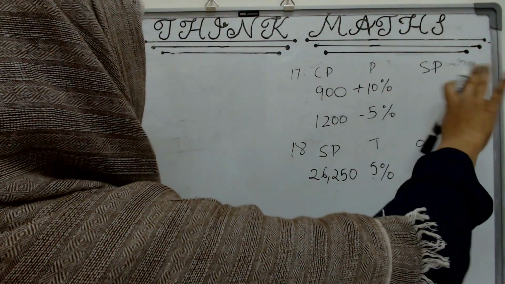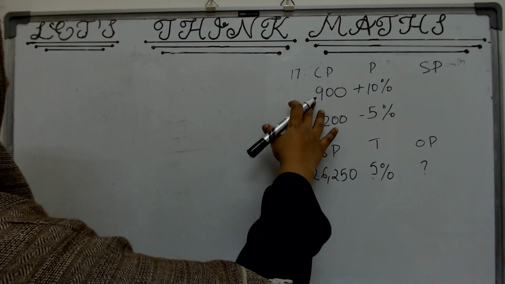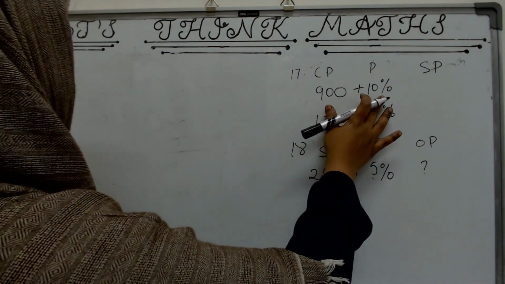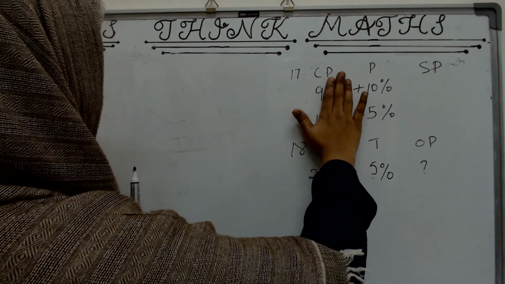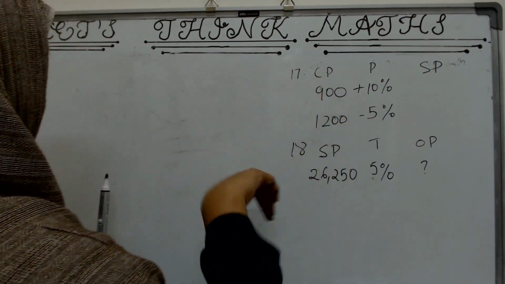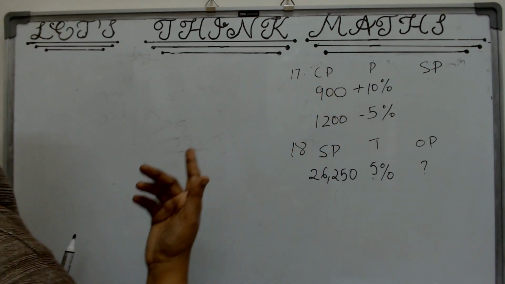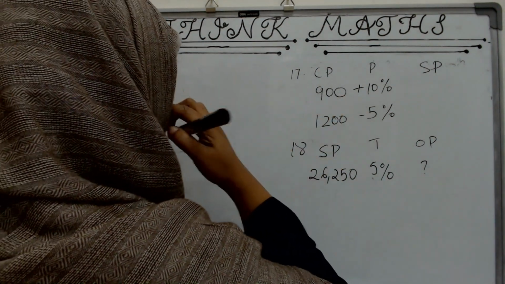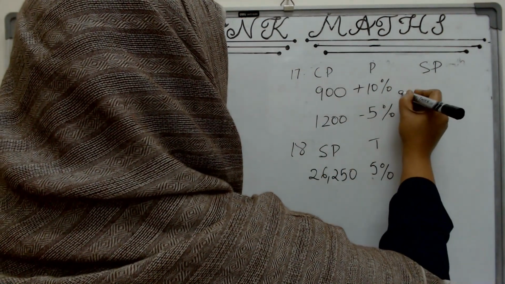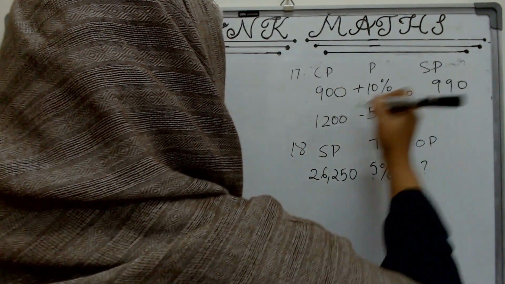How much did he sell it for and how much money did he get? Here the cost price is 900 and the profit is 10%. So that means for every 100 in the CP, he got 10 rupees extra. Totally how many hundreds are here? There are 9 hundreds. So for each 100, if he got 10 rupees, then in total he got a profit of 90. So the final price he sold it for is 990.